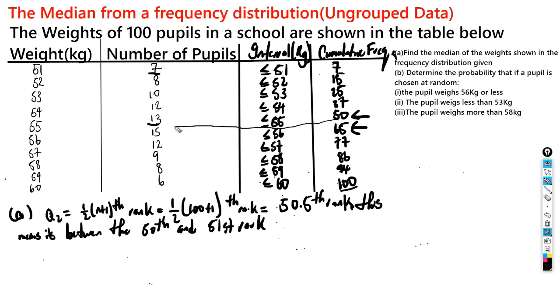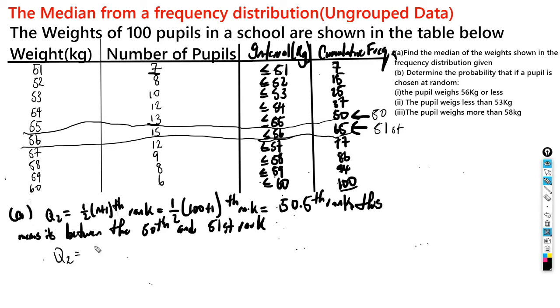the 55th rank, right? So if we go right across, it goes to the 55th. And for the 51st rank, this actually matches the 65, which matches the 56 weight, right? So since the 50th and 51st match the 55 and 56 weight, then Q2 is actually equal to 55 plus 56 over 2, and this would be the median.